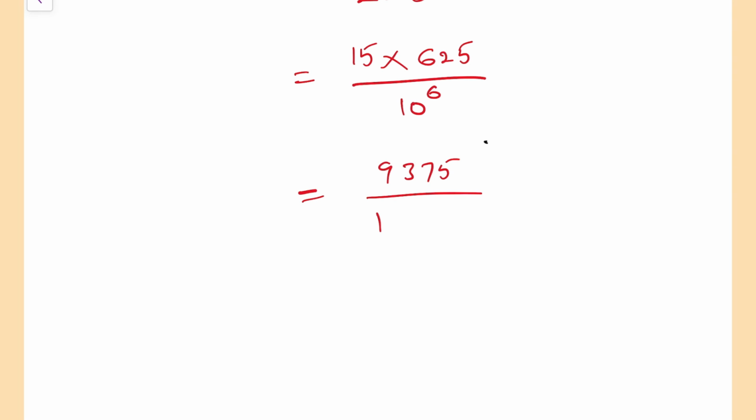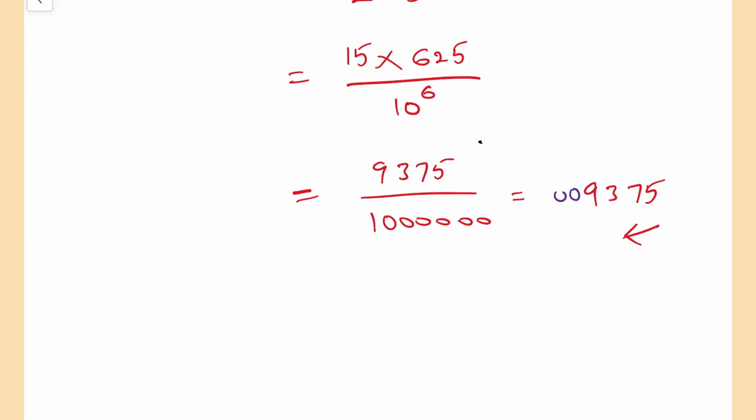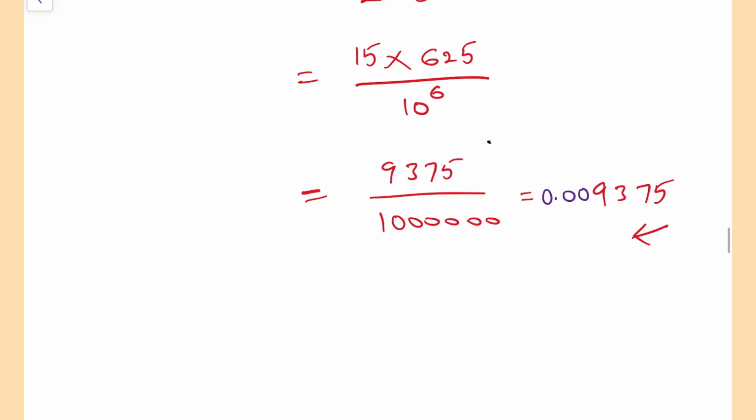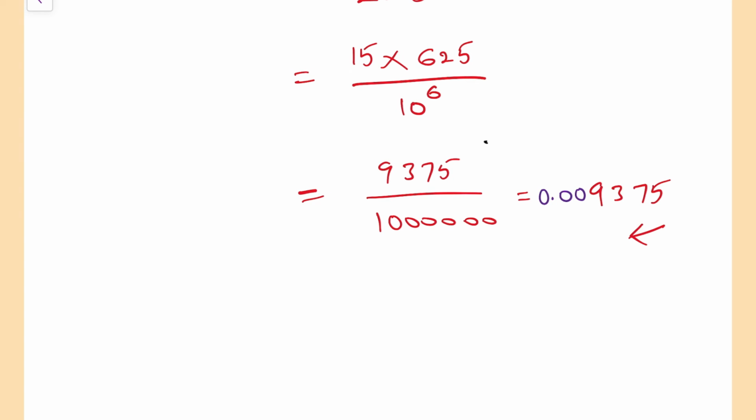So just 6 zeros, 1 2 3 4 5 6. So what will it become then? Write the numerator as it is, 9375, and from the right side after 6 digits, 1 2 3 4 5 6, put the decimal. So the answer is 0.009375.